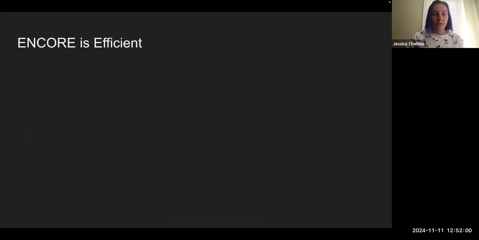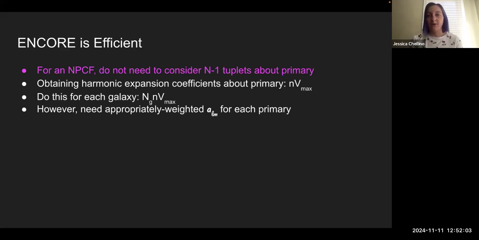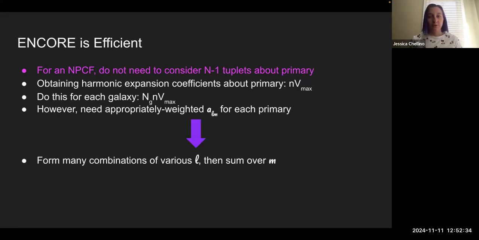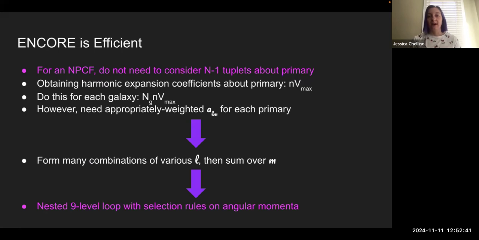Okay. We know that Encore is efficient because it doesn't need to consider n-1 tuplets around each primary galaxy. The way that we obtain the harmonic expansion coefficients a_lm about each primary scales as the number density times the maximum volume you're going out to. But since we need to do this for each galaxy, we also have to weight that scaling by the number of galaxies. So this is efficient, but we need to make sure that each expansion coefficient a_lm is weighted in the correct way for each primary. That means that we have many different combinations of angular momenta that need to be summed over their projective quantum numbers. And this leads to a nested 9-level loop. Now, this loop can't be unwrapped or parallelized because of the selection rules on the angular momentum within it.